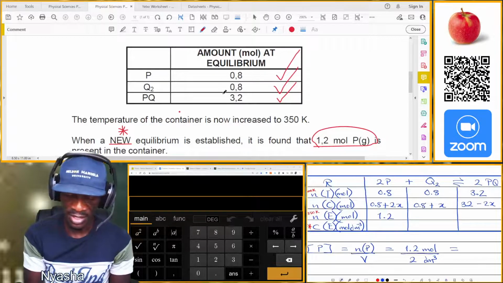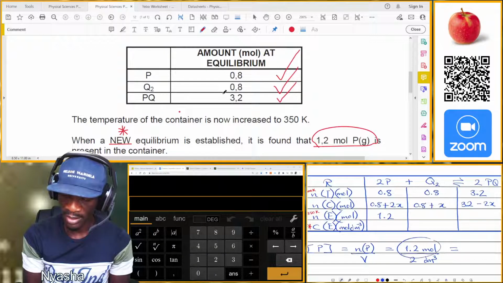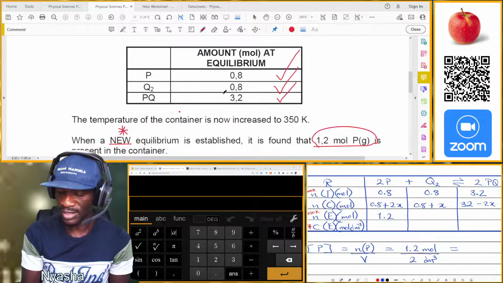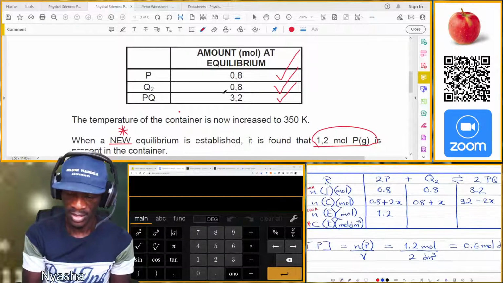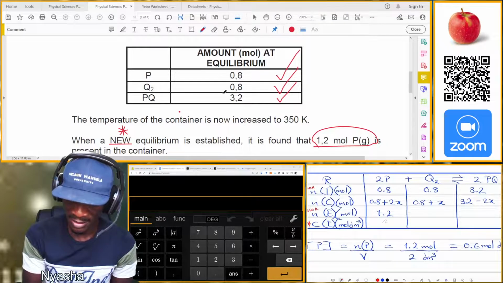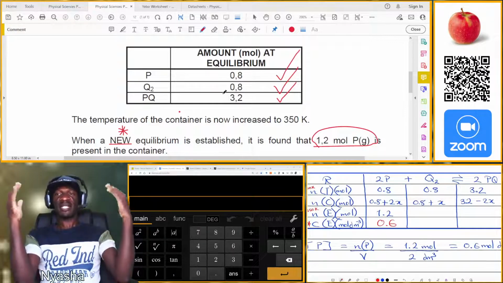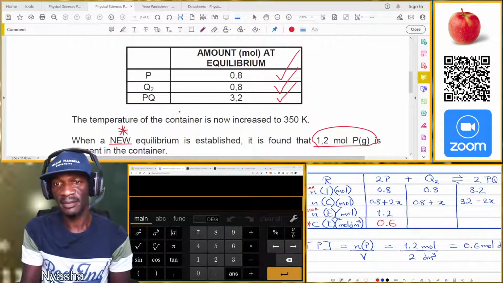This gives you the concentration of the product P to be equal to our number of moles over the volume. So this is now 1.2 divided by 2. And what does that give you? 0.6 mole per dm cubed. So this is our concentration of P. What are we trying to do here? We are just filling in our rice table.